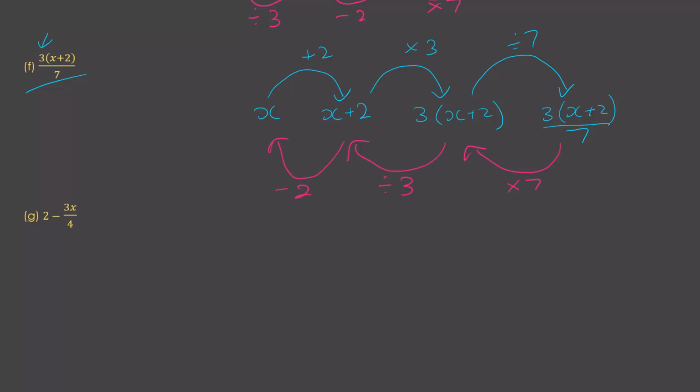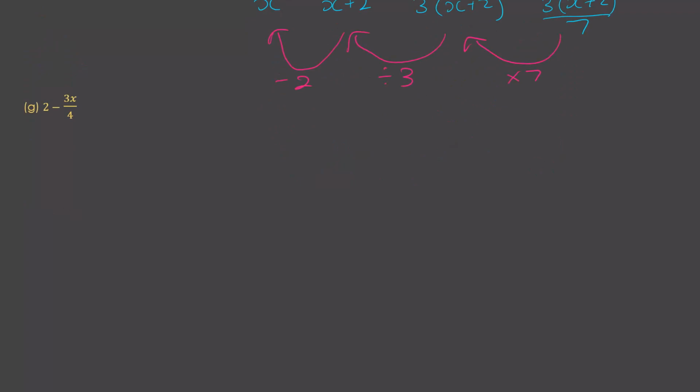And this is the last part of this example. So notice that this is a negative 3x on 4. So when we start with x here, a good idea is to start by multiplying by -3, giving us -3x. We're then going to divide that by 4. That gives us -3x on 4, which you can write as (-3x) on 4, or you can bring the minus in front like that, as we can see it here.